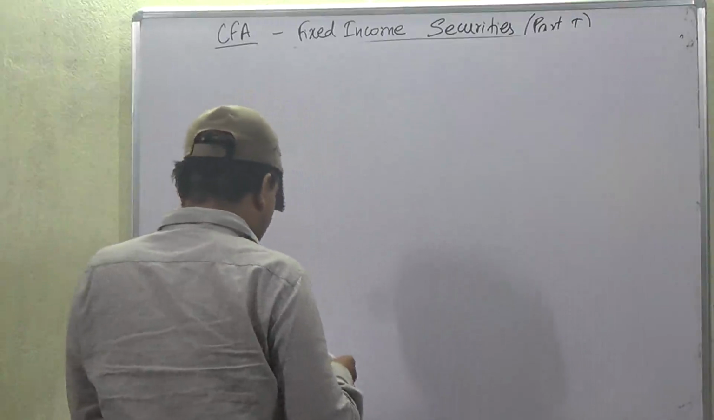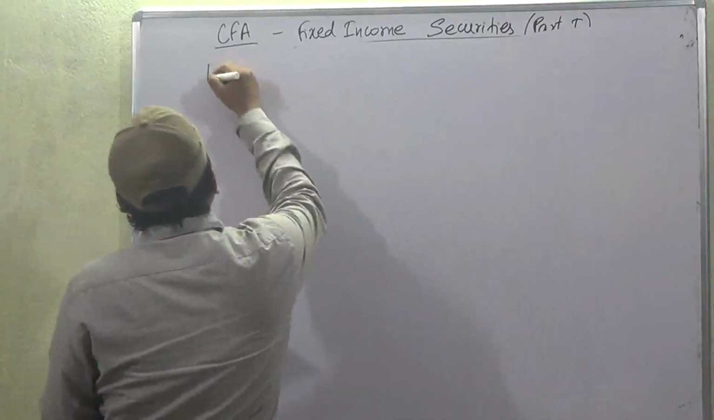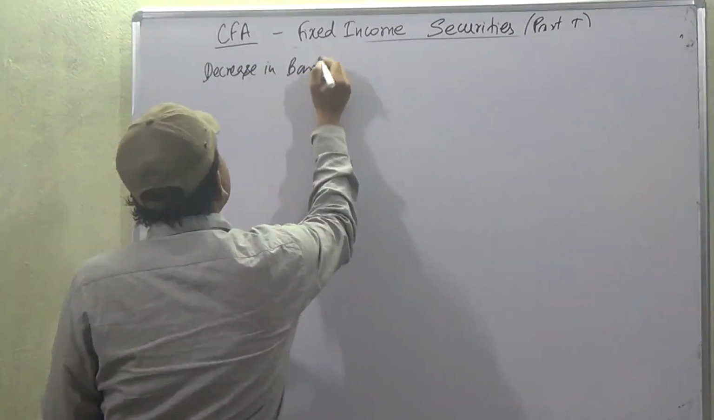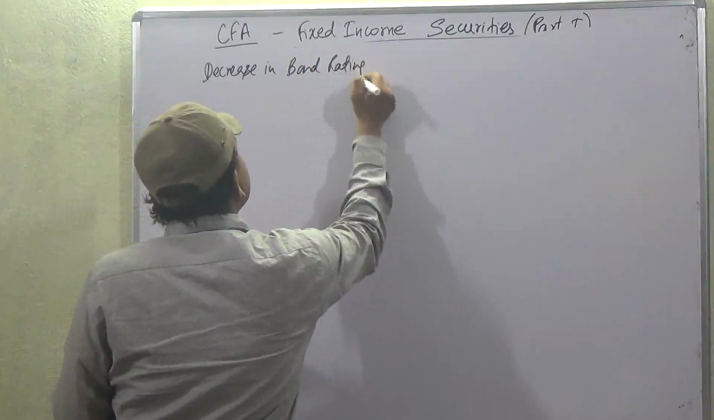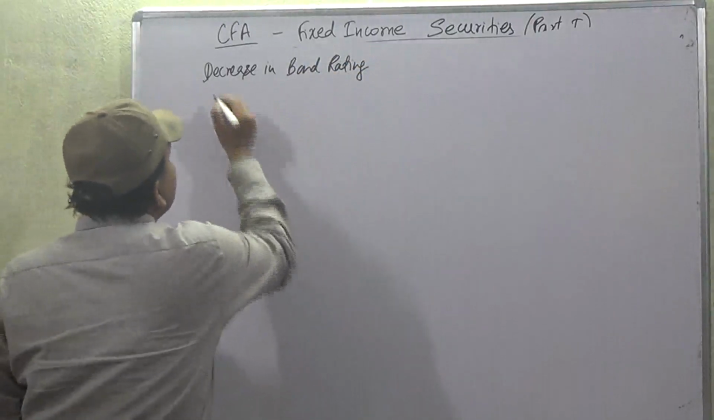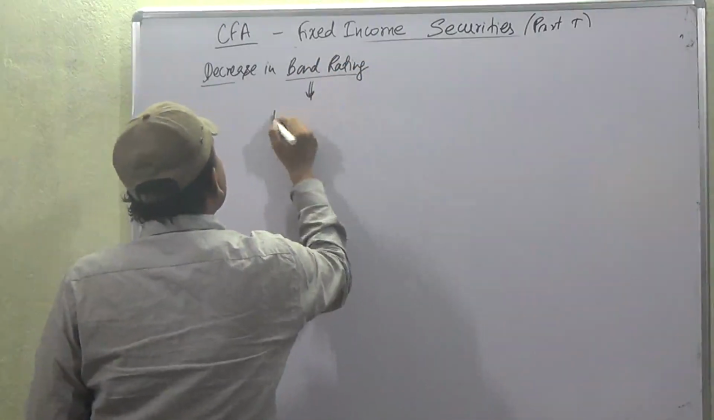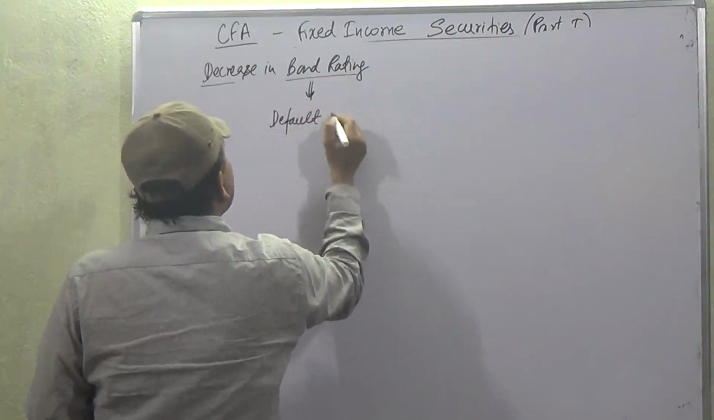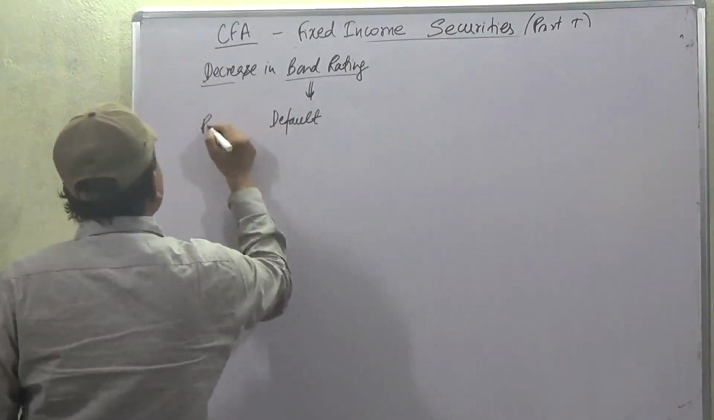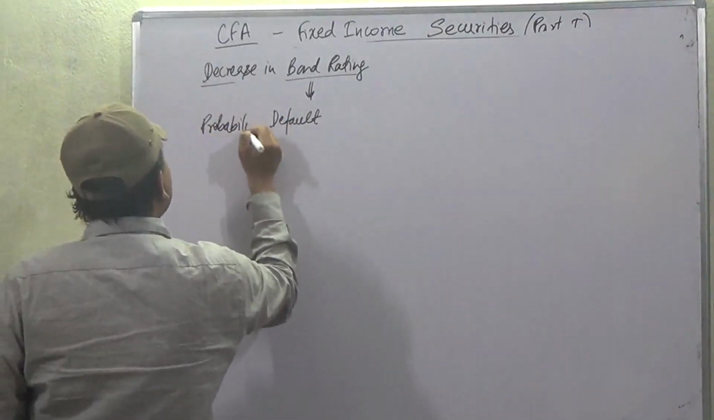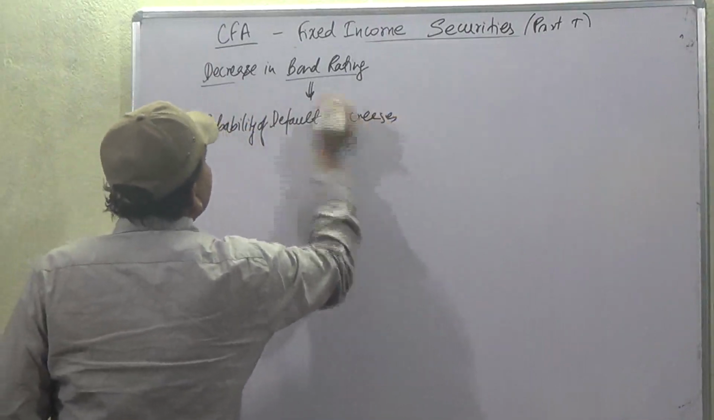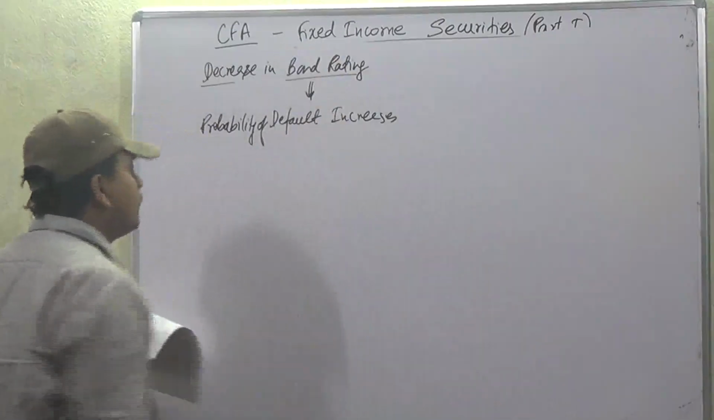Now what does it say? Whenever there is a decrease in bond rating, so the bond rating is now decreased, it means the default rate increases, or the probability of default increases. As there is a decrease in bond rating, the probability of default of course increases.